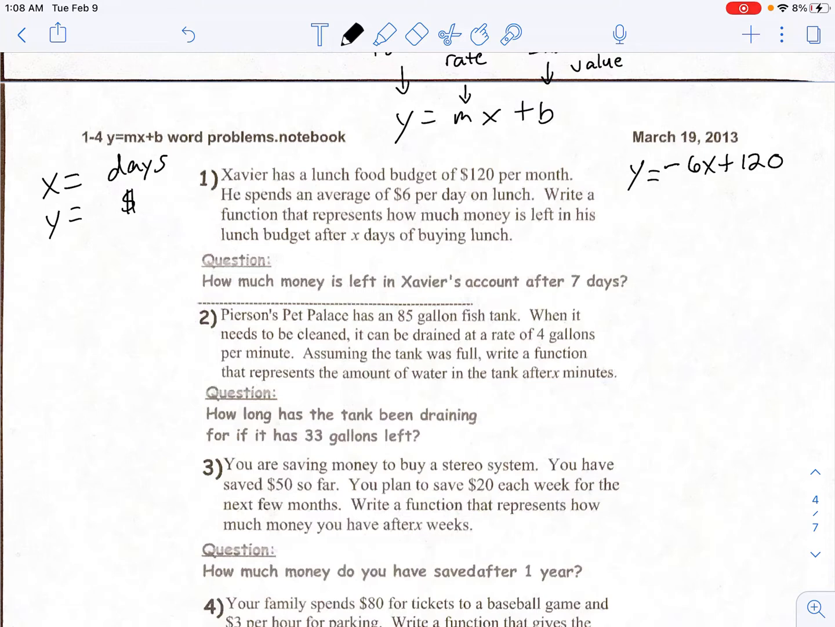Now, the question says, how much money is left in Xavier's account after 7 days? So after 7 what? 7 days. So obviously, we're going to plug in for the label that it matches. So we'll say negative 6 times 7, and then plus 120. So that's negative 42 plus 120, and your answer is y equals $78.